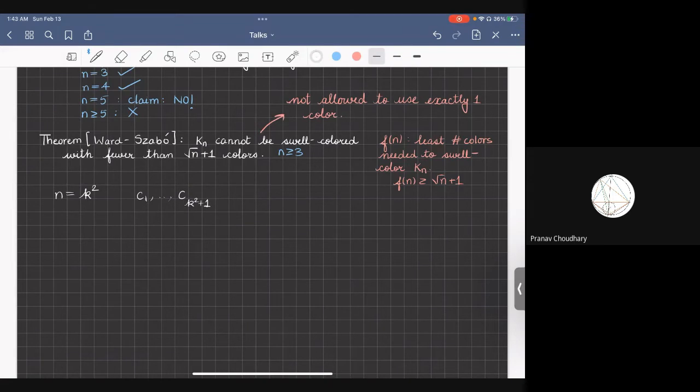Yes, at most k colors doesn't work, and at least two. The proof is the same even if we show it for k colors. We can just generalize it.